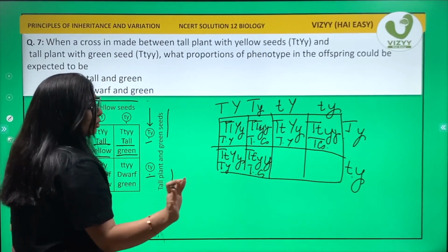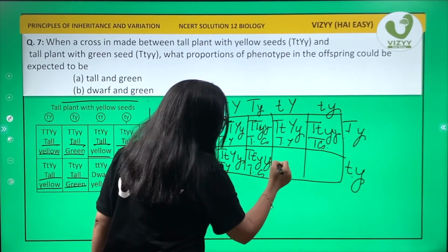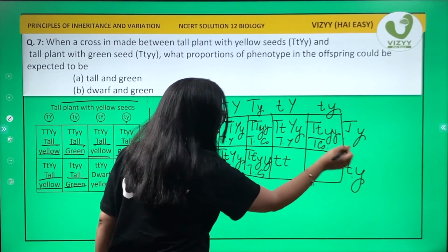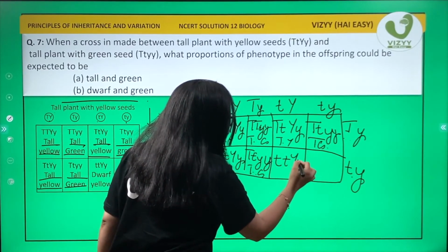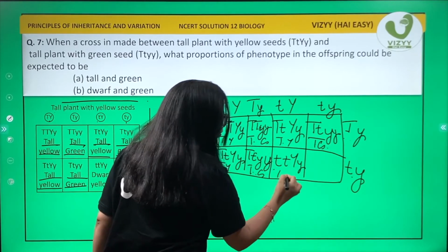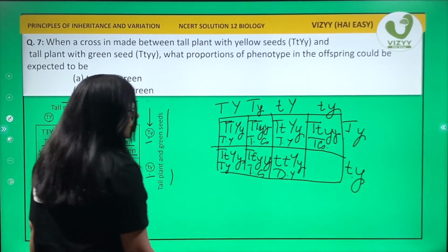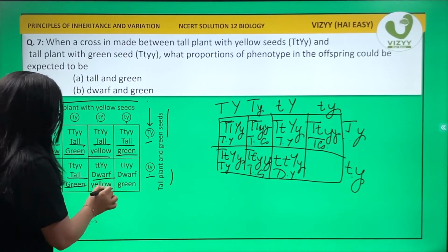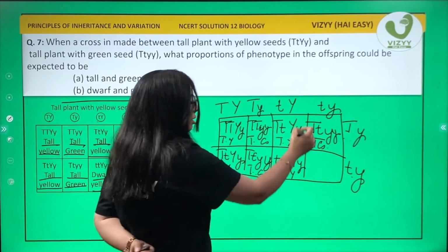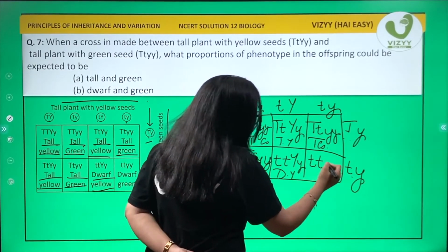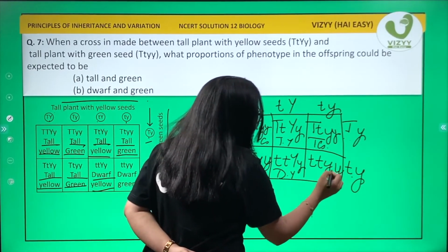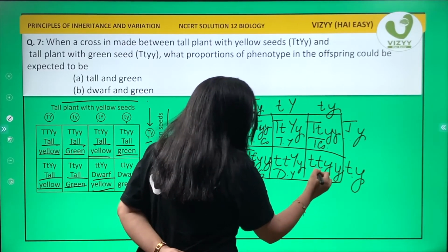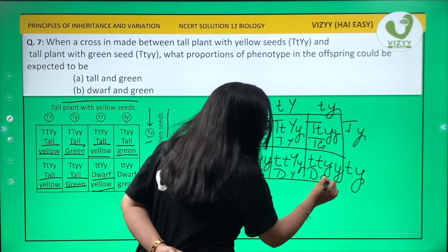Okay, so far so good. Small t, capital Y, small y. So, this is what? Dwarf and yellow. Now lastly, small t, small y, small y. So this is what, students? This is dwarf and green.